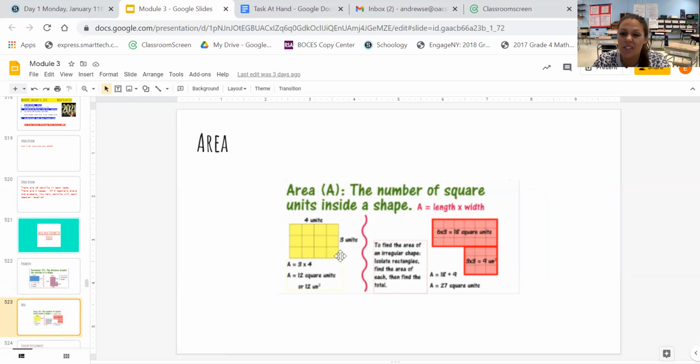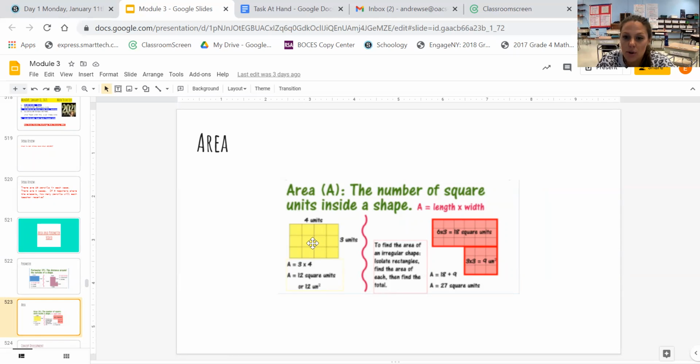Another way you can do it is you can simply add up all these blocks. Now, for this one, it doesn't seem that hard because there's only 12 square units. If you were talking about my classroom and adding up every square foot, that may take a little while. Or for the whole school, no thank you. So multiplying is definitely our easier option.